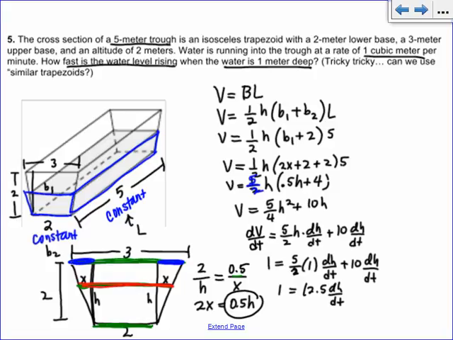So I divide it out. So 1 divided by 12.5 is 0.08. So 0.08 meters per minute equals dh over dt. That's our answer. That is as hard as I get, guys. It's like the hardest related rates problem you can possibly have.